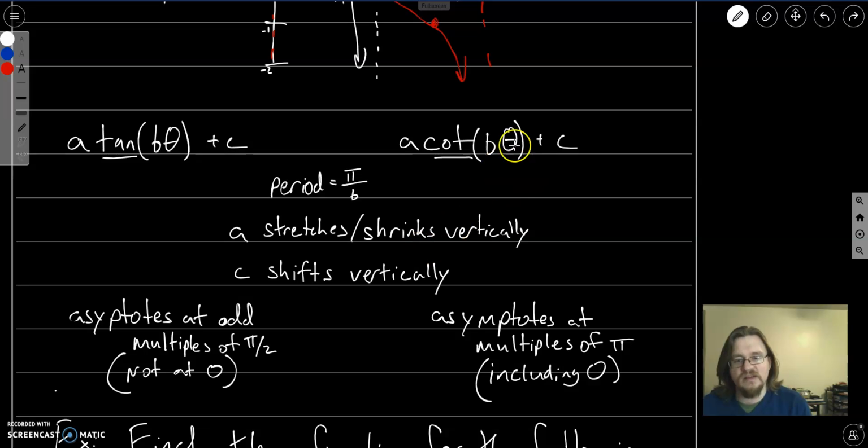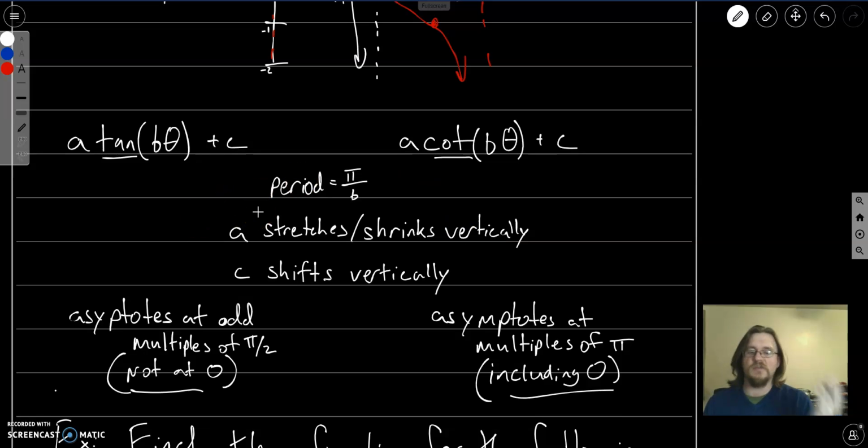So a better way to remember where the asymptotes are: tangent does not have an asymptote at 0. It will never have an asymptote at 0. Cotangent does have an asymptote at 0. So for me, the easiest way to tell whether I am looking at a tangent function or a cotangent function is: is there an asymptote at 0? If yes, then it should be a cotangent function. If not, it is a tangent function.